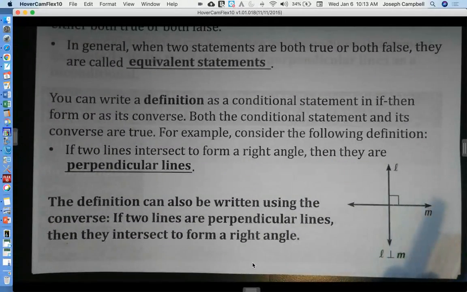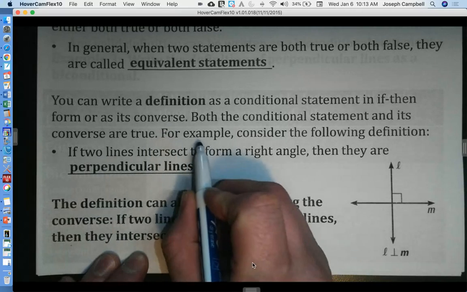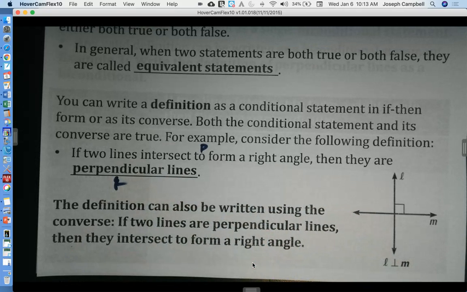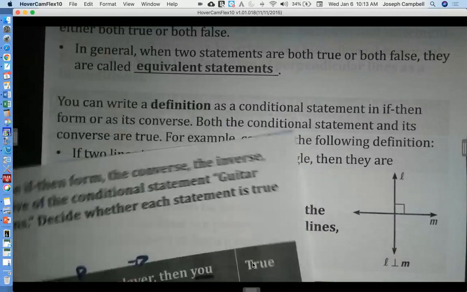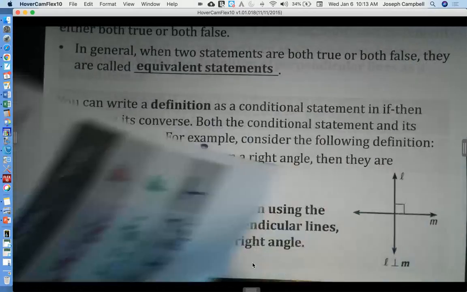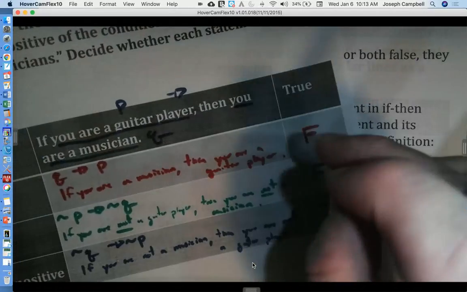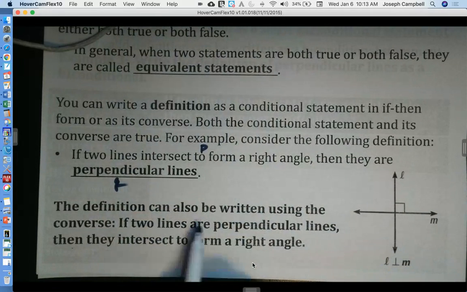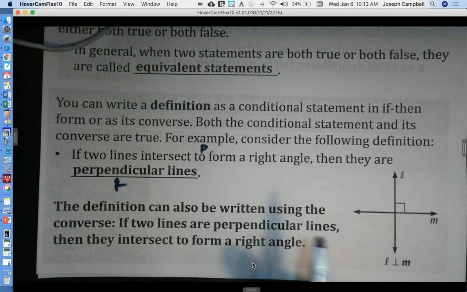I can also rewrite that. The definition can be written using the converse, right? If you switch P and Q. What's P here? This is P. What's Q? Right here. So if I switch them, it should also be true because it's a definition, right? This here wasn't a definition, which is why we observed the true, false, false, true pattern. But if it's a good definition, it'll be true, true, true, true. Like it is here, right? The converse here, if two lines are perpendicular lines, then they form a right angle. That's Q then P. That's also true. So that's a good definition.